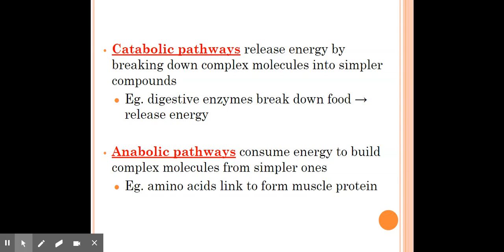Now, anabolic, the other way, is going to use or consume energy. We are building complex molecules from our simpler ones. You may recall way back when our monomers were building up to our polymers. This is what we're referring to with these anabolic pathways. For instance, amino acids linking to form different muscle proteins.